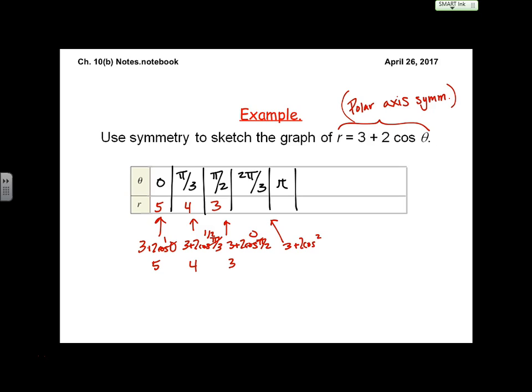Because cosine of 2 pi over 3 is now -1/2, right? Yeah. That'd be 3 minus 1. That's still 2 though, right? And for pi, what's cosine of pi? -1 times 2 is -2, and 3 minus 2 is 1.